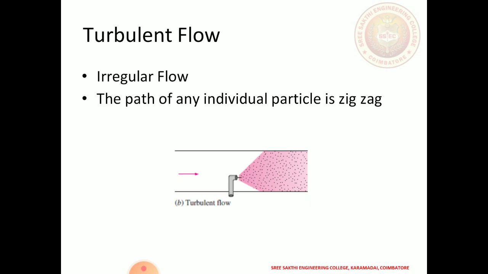Next one, turbulent flow. It is a distinct irregular flow frequently observed in nature. This type of flow is called turbulent flow. The path of any individual particle is zigzag and irregular. That means layers are mixing with each other.